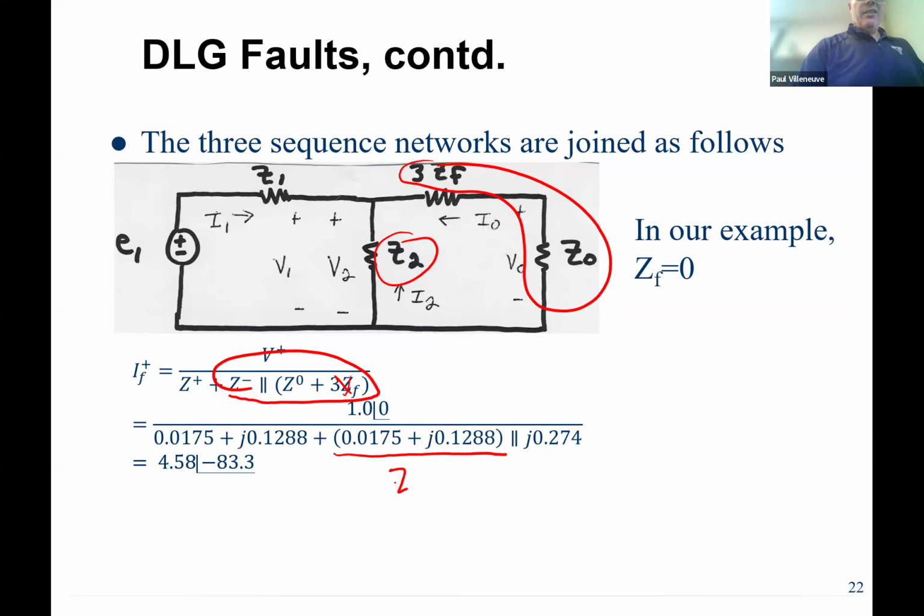This is the Z negative, and this here is Z0. So I put those two in parallel. I can do product over sum. You can do whatever you want. And you end up with 4.58 at an angle of minus 83.3 amps. That's for the positive sequence current. How would you solve for the negative sequence current? Solve for the voltage, right? If I solve for V1, that means I have V2, and that means I have the voltage going over here. So if I have V1, I can get IA2, and I can also get IA0.